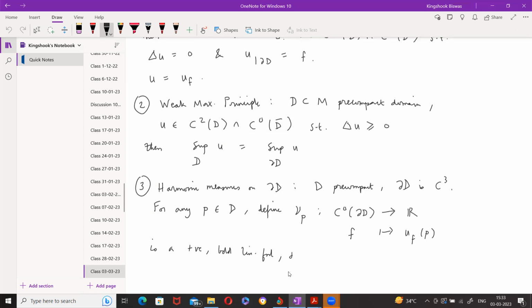So in fact, this defines a probability measure, nu P, on boundary D. So this is called the harmonic measure. All right. Is it clear?